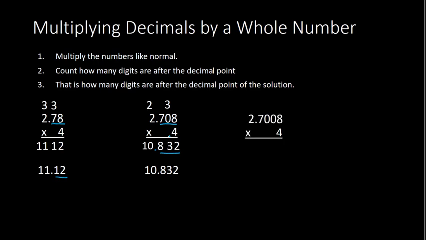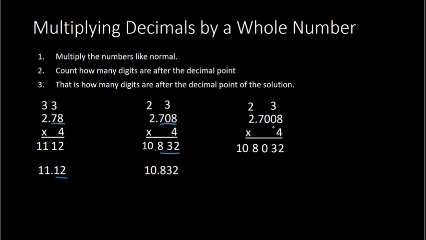Okay, let's look at one more example where we have 2.7008 times 4. So here again, multiply like normal. 4 times 8 is 32, so we take the 2, carry the 3. 4 times 0 plus 3 is 3, and then 4 times 0 is 0. 4 times 7 is 28, so we take the 8, carry the 2. 4 times 2 plus 2 is 10. So the number we have is 108032.